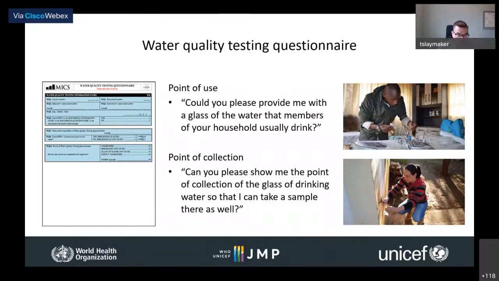So that may be the same location, but in households which are collecting water from a distant source that is not available on premises, then they may be very different. But we collect samples from each, and the data on the point of collection are used for national and global monitoring of SDG 6.1, safely managed drinking water.